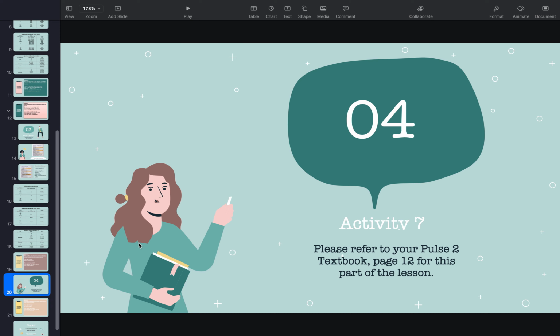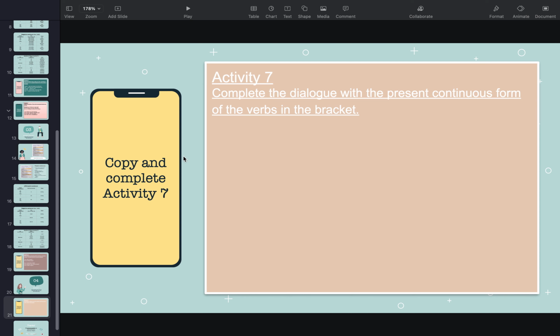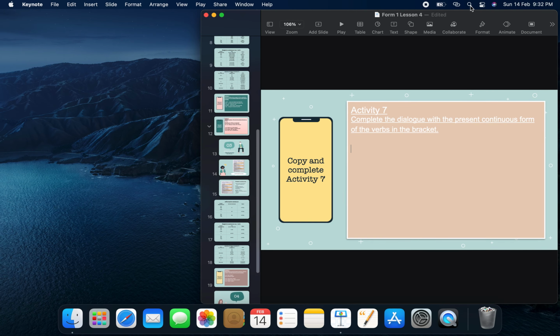Now, the last section. Ini ialah activity last kamu. Activity 7. Look at page 12 and check out activity 7. Please refer to your Pulse 2 textbook, page 12 for this part of the lesson. Okay? Complete the dialogue with the present continuous form of the verbs in the bracket. Okay, again. Activity 7 is from your textbook. It's a dialogue. Okay, buka buku teks, boleh tengok dialogue tu.